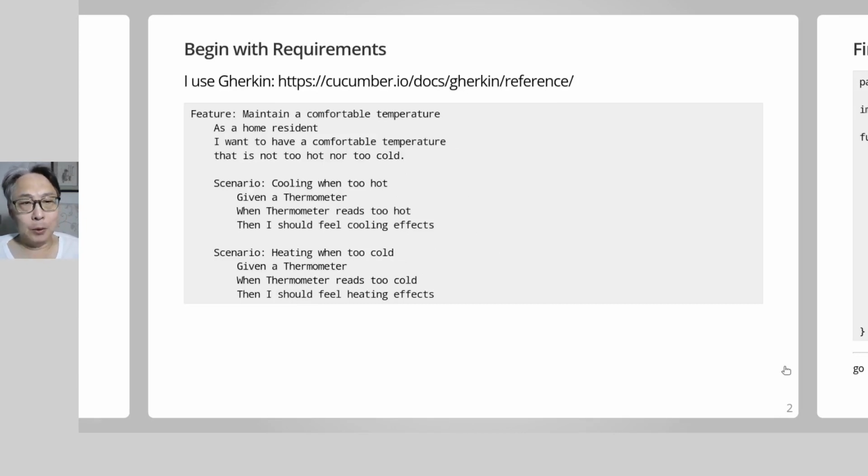First, start with requirements. I like to use Gherkin. That's the link. And what shall we build today? Well, I want to build something that will maintain a comfortable temperature. So as a home resident, I want to have a comfortable temperature that is Goldilocks, not too hot, not too cold. Now, writing features, requirements like these are very important because, as you can see, the context is I'm a home resident and I need something to manage or control temperature.